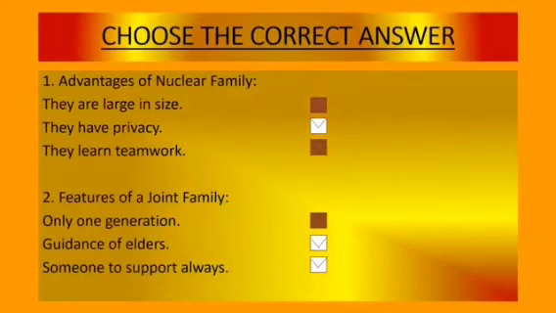Class, you had an assignment, children, to choose the correct answer. The first question, advantages of nuclear family. Out of the three options, one is correct. They have privacy. Second question, features of a joint family. Of the three options, two options are correct. Guidance of elders, someone to support always. Please check your answers, children.